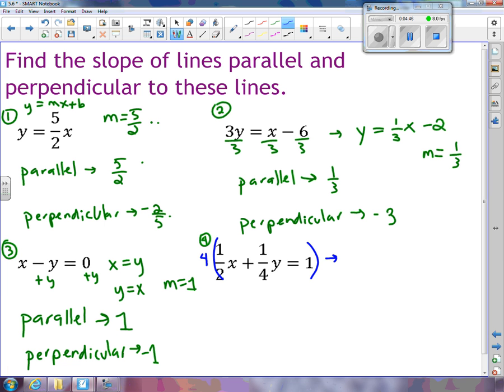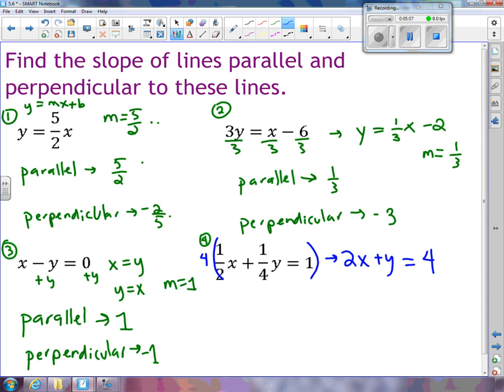So 4 times 1/2 is 2x. 4 times 1/4 y is just y. 1/4 of 4 is just 1. Then 4 times 1 is 4. That 4 has to go through to every piece of the equation. Now my equation is almost in y equals mx plus b form.